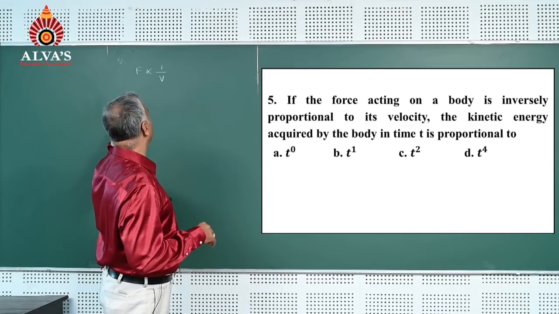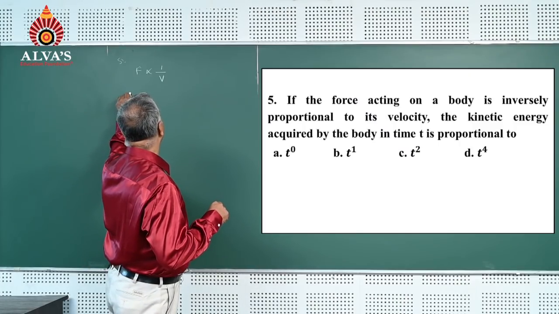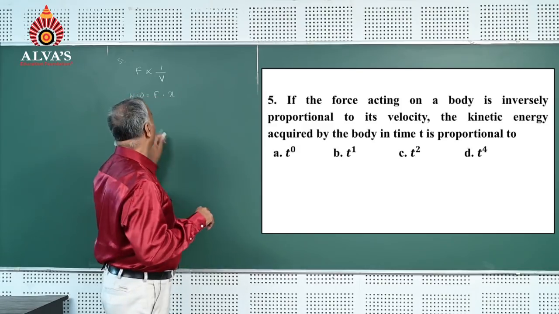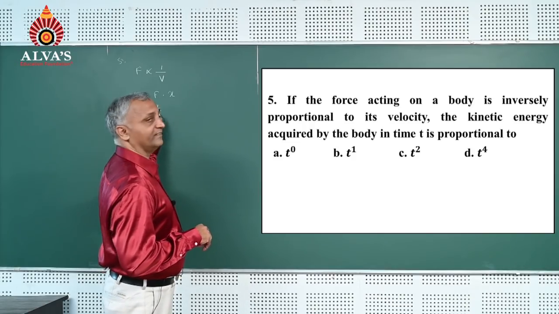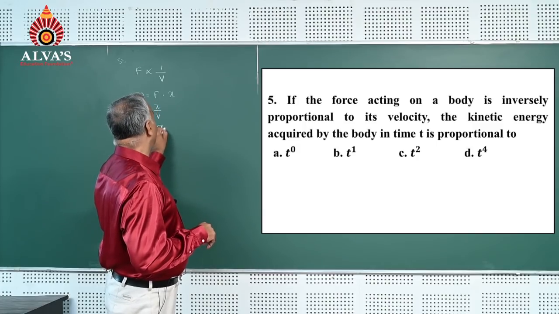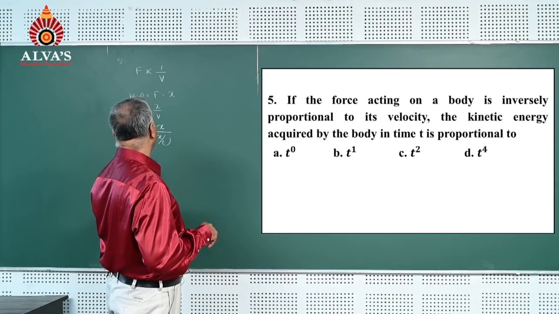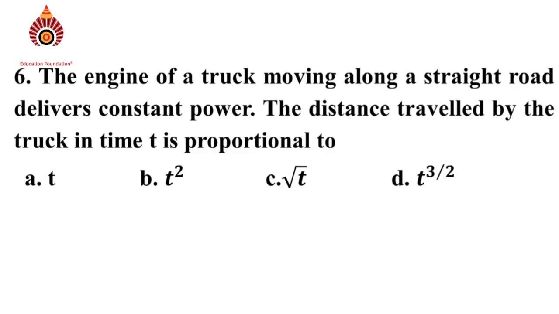Kinetic energy I want to find out. Kinetic energy is nothing but the work done. So work done is force into displacement, and force is inversely proportional to velocity, so it is x divided by v. But we know that v is nothing but displacement divided by time taken. So x and x cancel, so work done, that is the kinetic energy, will be proportional to t. So I'll go for option B, the second option. Question number 6.